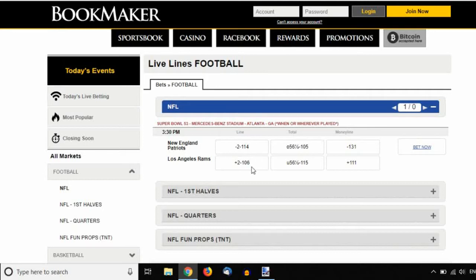114. So you'd have to bet $114 on the New England Patriots in order to win $100. You'd walk away with $214. LA Rams underdog 2 points. You'd bet 106 to win that 100. Looks like they are projecting a pretty high scoring game. So money lines next, but we'll get into that a little bit later.